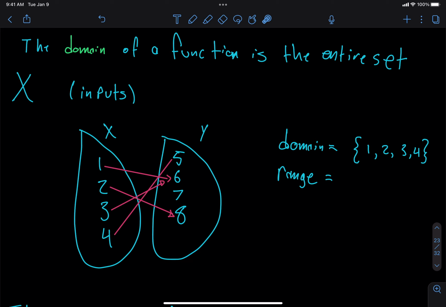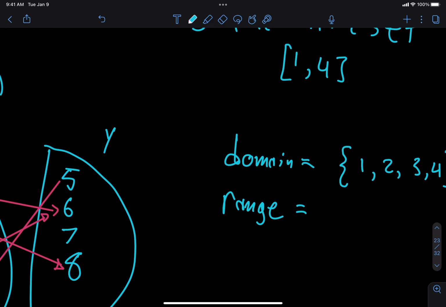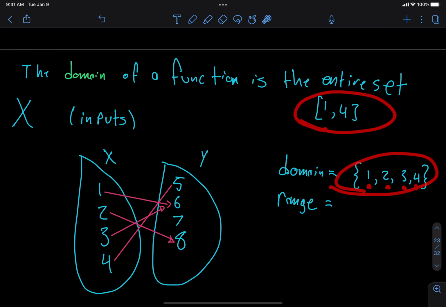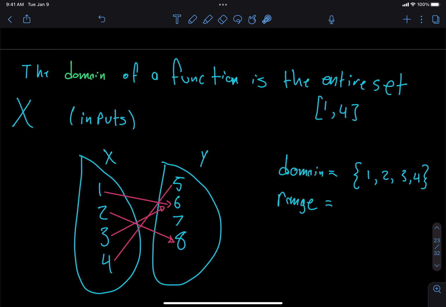Yes? Why is it 1, 2, 3, 4 and not something like 1, 4? Okay, can anyone answer this question? Why do we write the domain like this, the numbers 1, 2, 3, 4, instead of like this, 1, comma 4? Gavin. That's talking about specifically 1 and 4 instead of the entire set. You're dancing around that, Ashley.